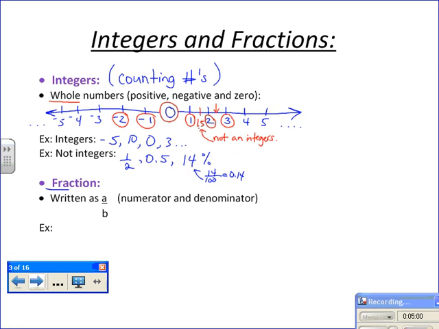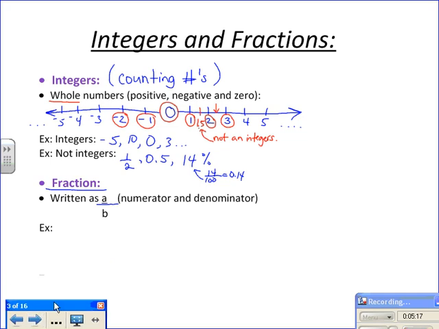Fractions. Well, I think everybody knows what a fraction is, but let's talk about the components of a fraction. A fraction is any number that's written with something on the top and something on the bottom. The number on top we call the numerator, and the number on the bottom is called the denominator. We just want to be able to recognize those words and what they mean.